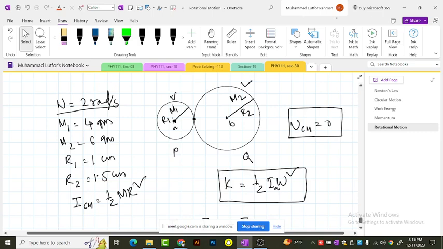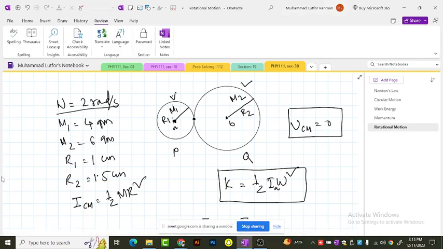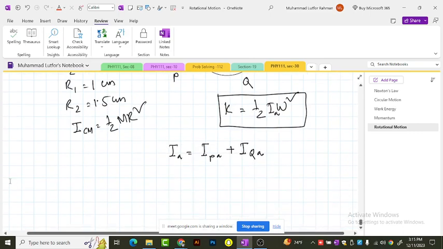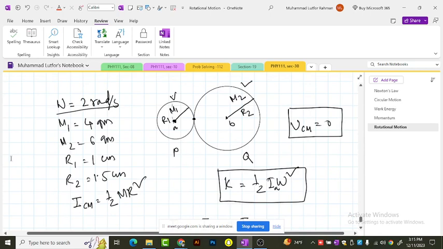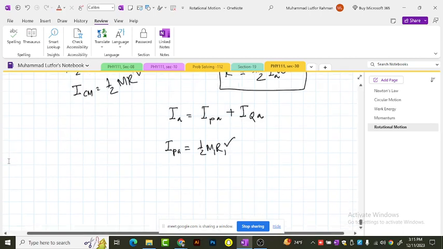Then I have to find the moment of inertia for these two objects separately about the point A. Moment of inertia of the object P about the point A should be half of m1 r1 square, because this P is rotating about its center of mass, which is this one, right? It's rotating about that point. So that's why it should be half of m1 r1 square.